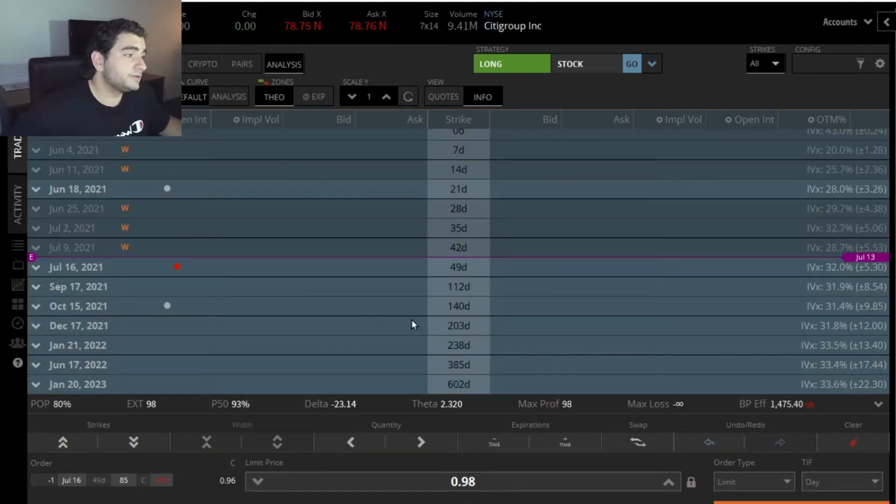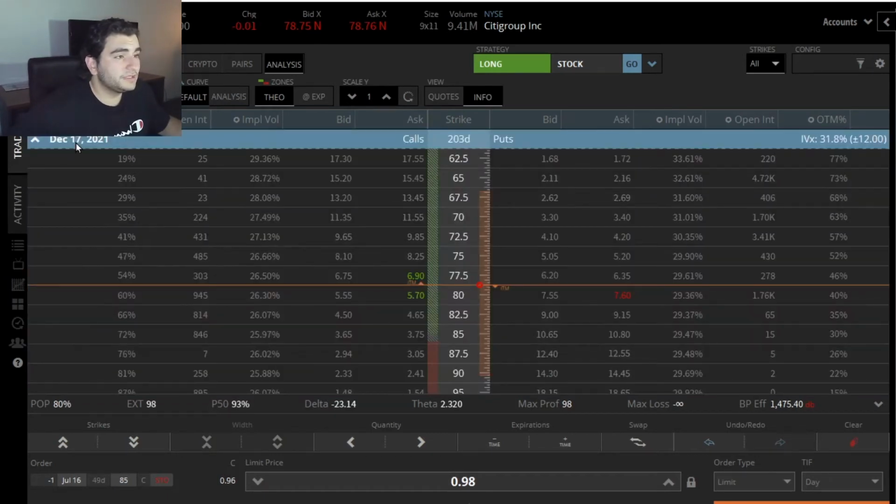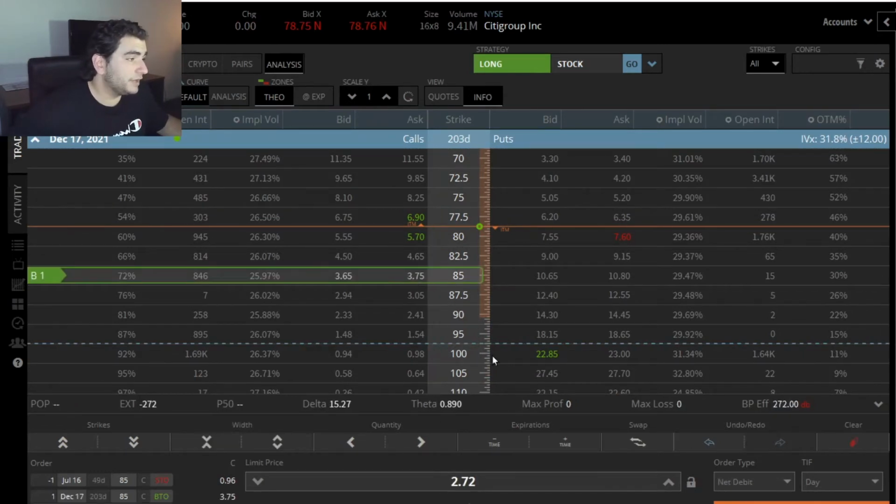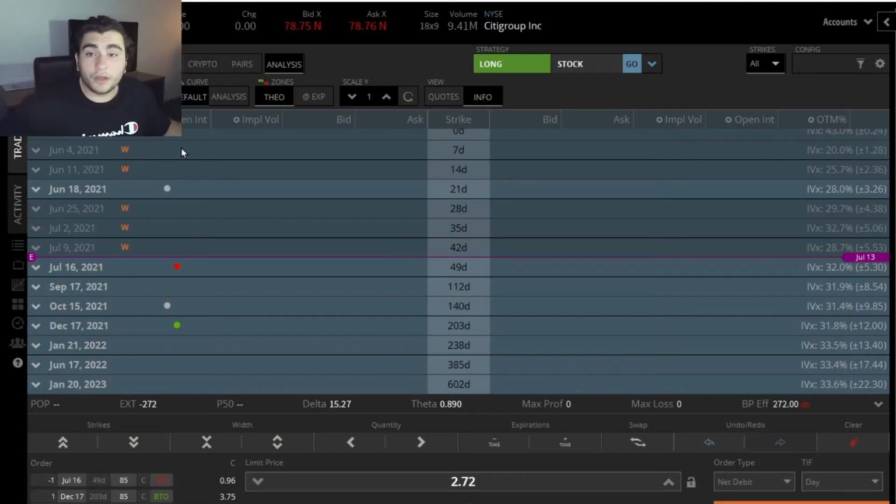And then let's go out to a later dated expiration, December 17th, 2021, and we would long the same $85 strike, paying a $2.72 debit or $272 per spread for this trade. What you need to know about doing calendars, though, is you can't just set them up like that, leave it alone, and you'll make money.